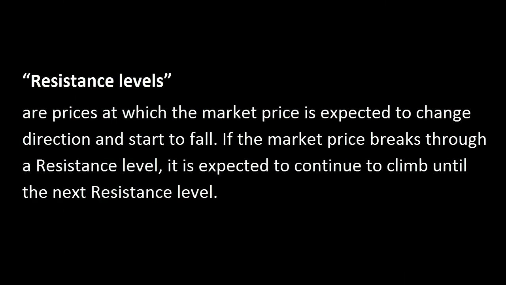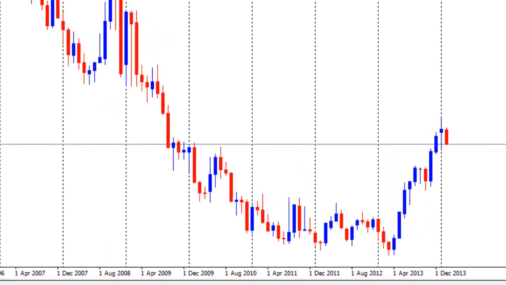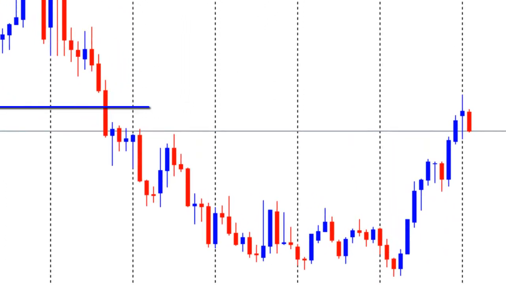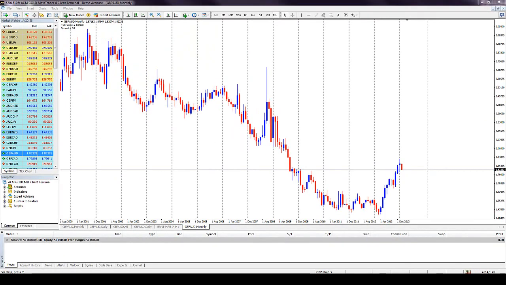Resistance levels are prices at which the market price is expected to change direction and start to fall. If the market price breaks through a resistance level, it's expected to continue to climb until the next resistance level. So if we were to zoom into this part of a graph, just to show you a rough idea of what it might look like, let's just say this is our resistance level. So we expected the price to climb to this point and then start to fall thereafter, just like we expect it to do now. So now we're going to let Bia get into how to create your own support and resistance lines based on past price action.